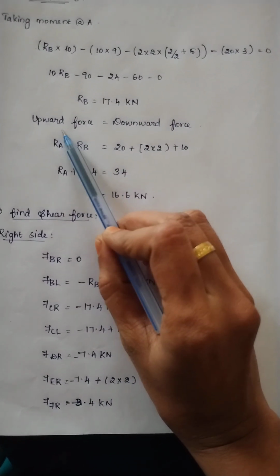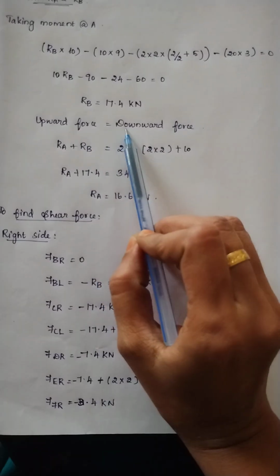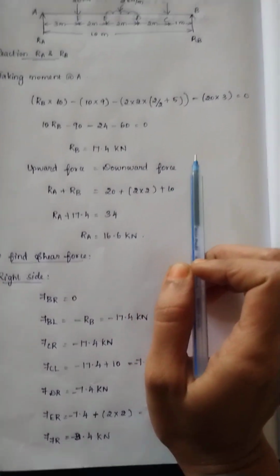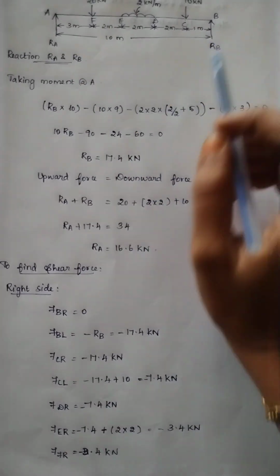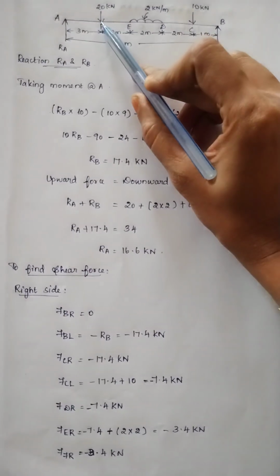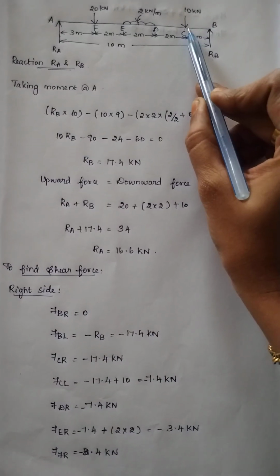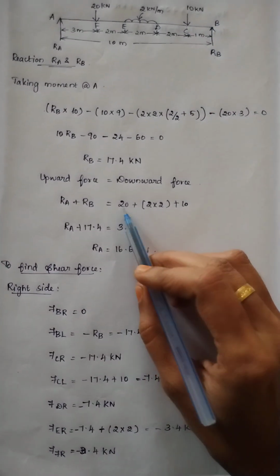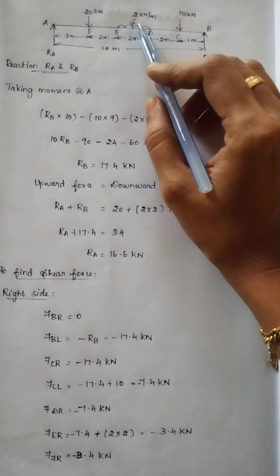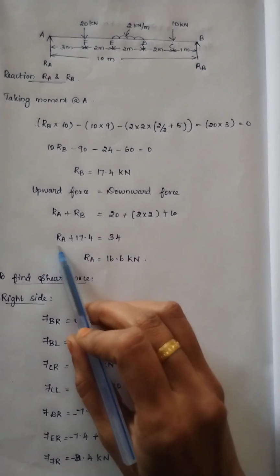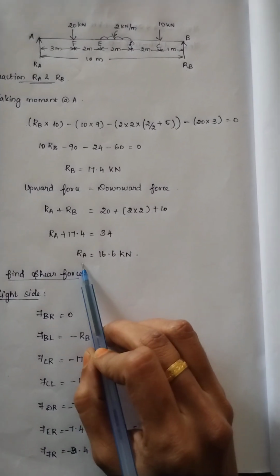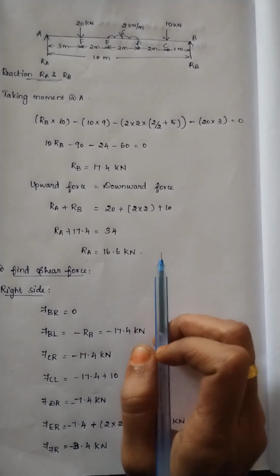After that we are going to calculate the summation of upward force equal to summation of downward force. The total upward force is RA and RB. Therefore, RA plus RB equal to the downward force, 20 kilonewton and 10 kilonewton, which are point loads. Therefore, we are considering the load at that point only. For UDL, we have to consider load into distance, therefore 2 into 2. From that, we get the value for RA. RA equal to 16.6 kilonewton.